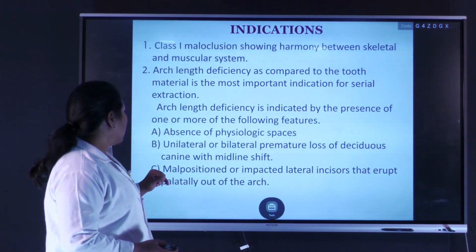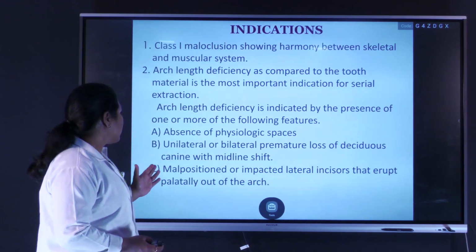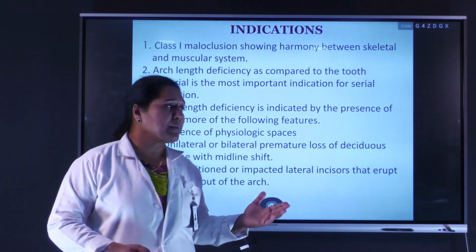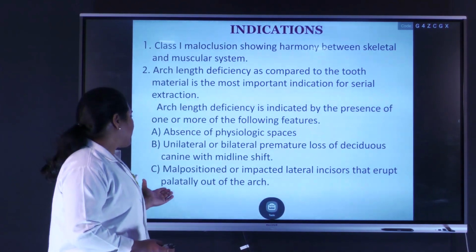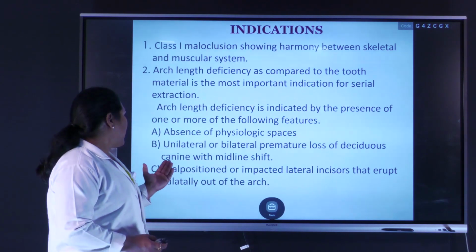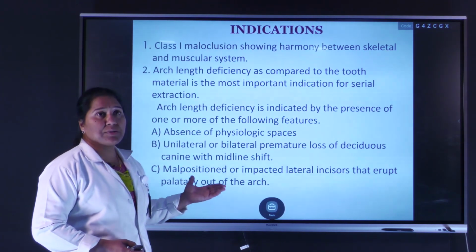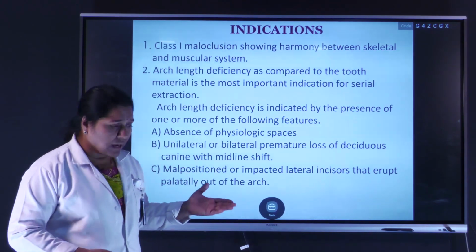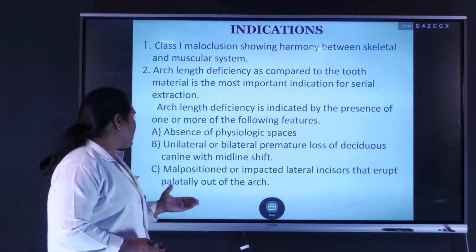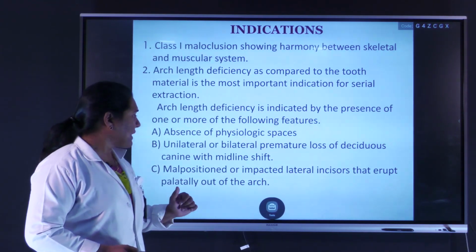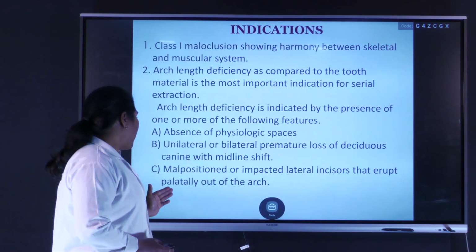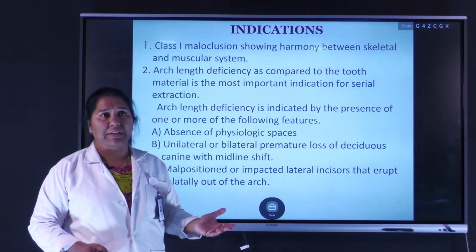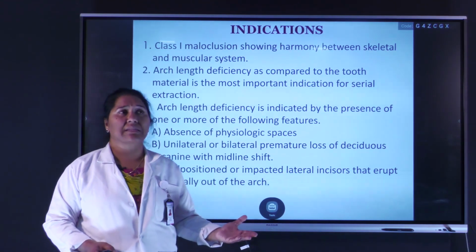Arch length deficiency is indicated by the presence of one or more of the following features. How do you know there is an arch length tooth material discrepancy? There is absence of physiological spaces in the developing child. Unilateral or bilateral premature loss of the deciduous canine, with a midline shift, and malpositioned or impacted lateral incisors that erupt palatally out of the arch. So sometimes there are different forms of expressing the crowding. In some conditions there won't be any spaces.